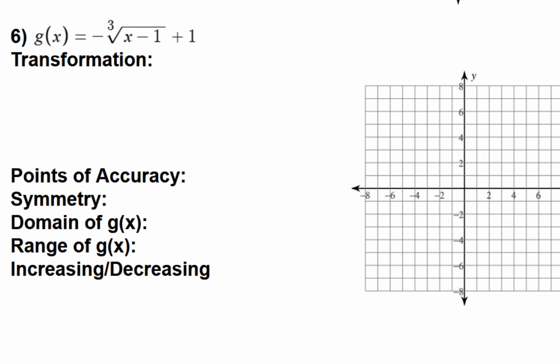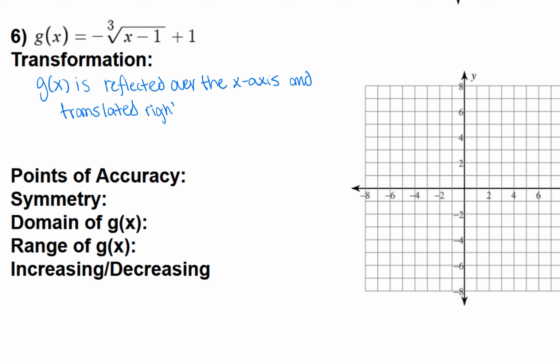For the last one, we have g of x is equal to negative cube root of x minus 1 plus 1. My first step is to identify the transformation. For this one, g of x is reflected over the x-axis and translated right 1 unit and up 1 unit.